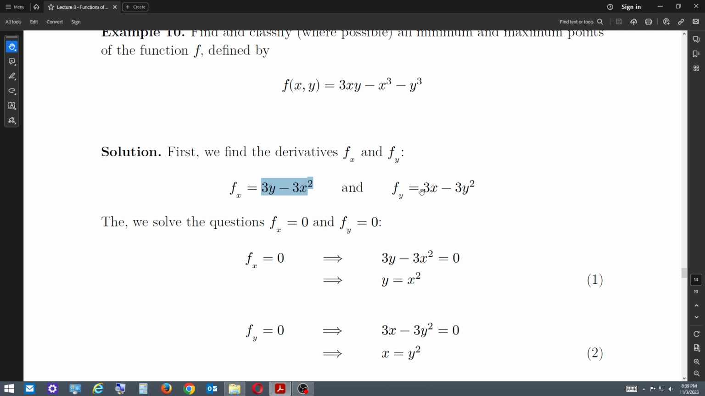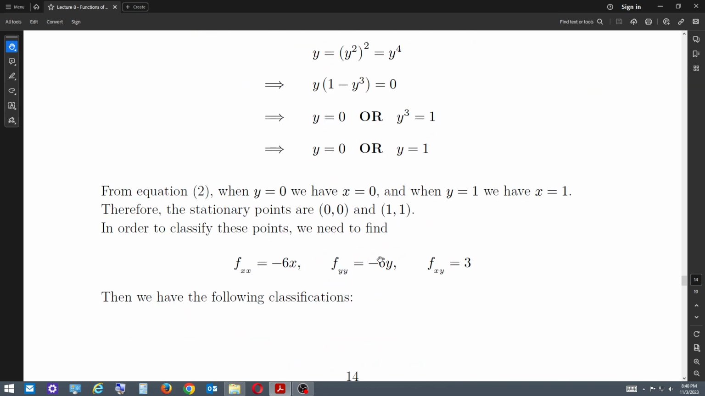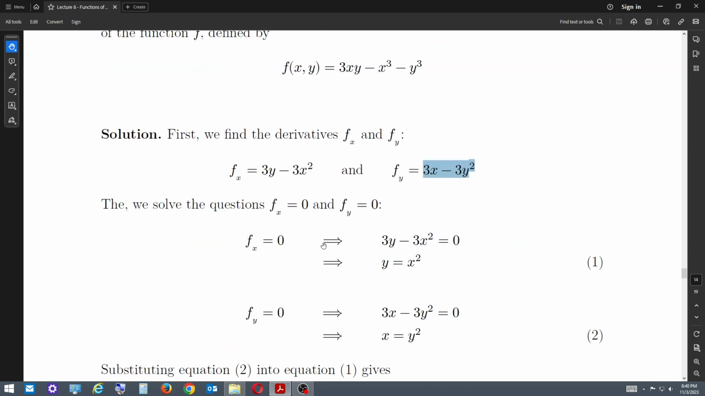Then the second partial derivative with respect to y, I could take this expression, differentiate it. That'll give me negative 6y. And then for the second partial derivative with respect to x and y, I could take either one and differentiate with respect to the second variable. So I could take this and differentiate with respect to y this time. That'll give me 3.